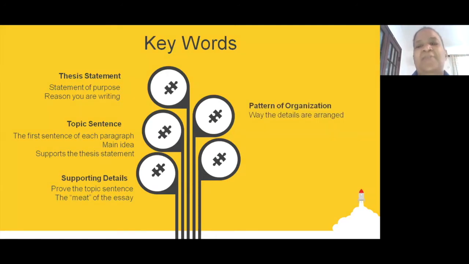Pattern of organizing. As you see, we have 5 different types of expository essays, and they are all different in how you organize the body paragraphs, okay? You organize them based on the topic, so a compare and contrast essay will be differently organized than an essay where you are explaining how to do something, how to make something.